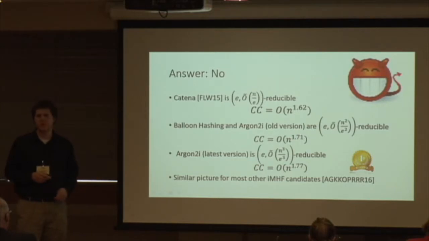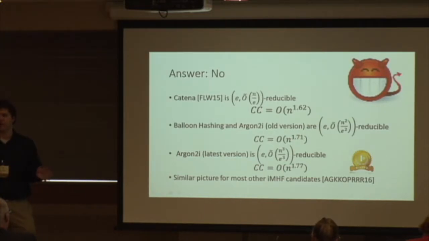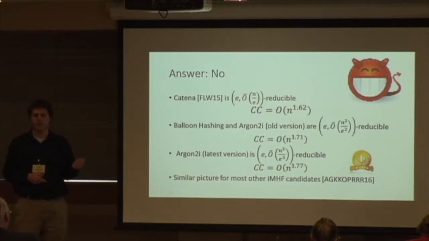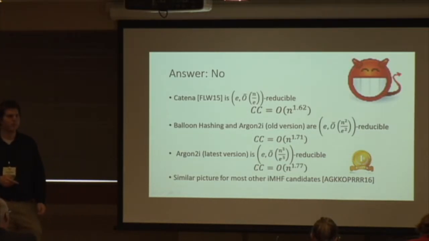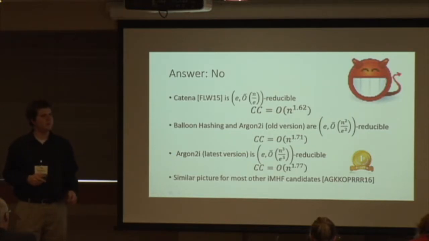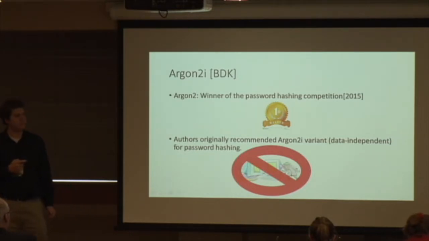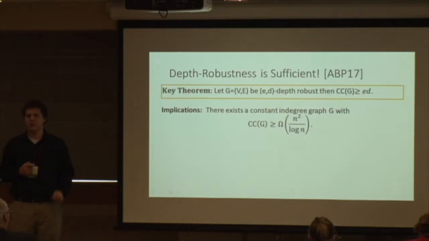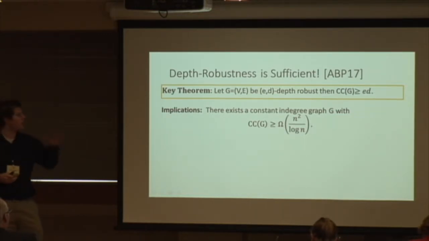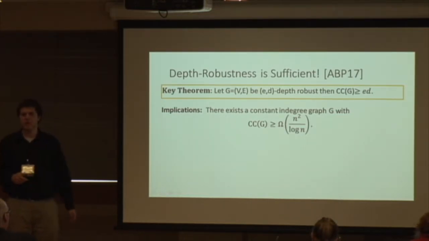And I should observe that similar results hold for most of the other known data-independent memory hard functions that have been proposed. All right, so that's perhaps a depressing picture, but the news isn't all bad. We now actually have a way to construct secure memory hard functions. In particular, we now know that depth robustness is not only necessary for a secure memory hard function, it's also sufficient. So if your graph is (e,d) depth robust, then we can prove that any pebbling of this graph has cost at least e times d.